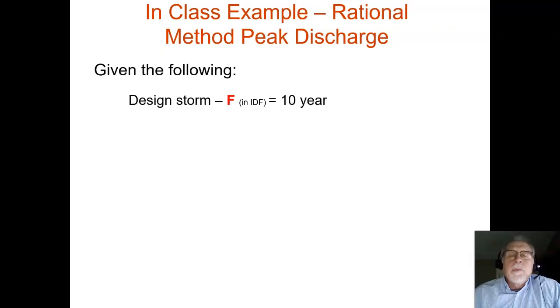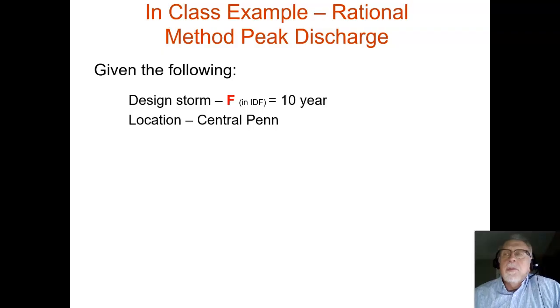All right, so we are required to design for the runoff from a 10-year storm. So that's given. Our frequency is given. Location is central Pennsylvania. Why does it matter? Because the IDF curve is going to be different in different places. So I have to know which curve to use.